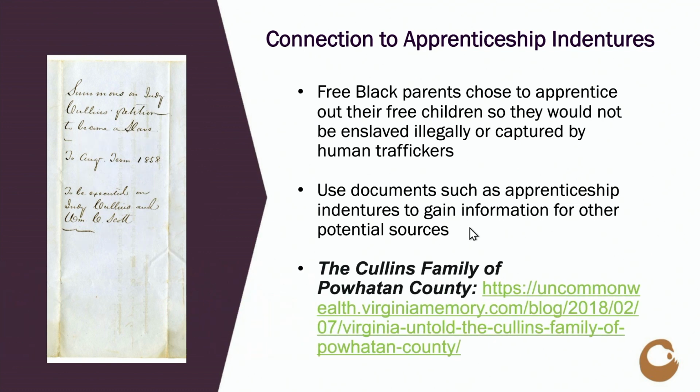You can actually read more about how one woman of color chose to protect her family's integrity in the blog post, The Cullens Family of Powhatan County, which is linked on the screen. After her sisters were sold back into slavery, Judith Cullens willingly petitioned the court to be re-enslaved to the white lawyer who had helped her family in a previous suit for their freedom.